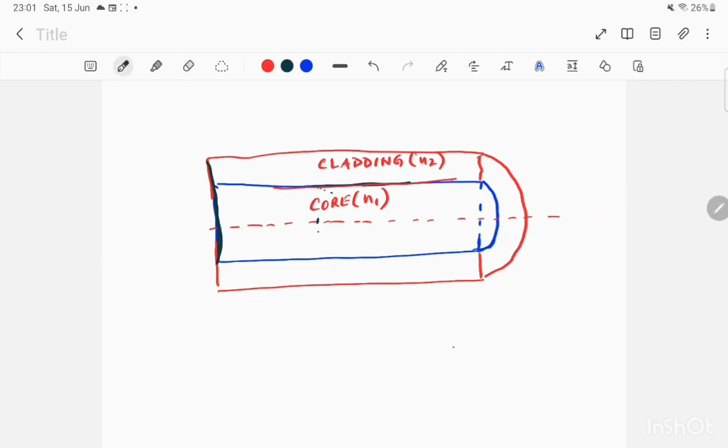This particular area is the air core interface, right?